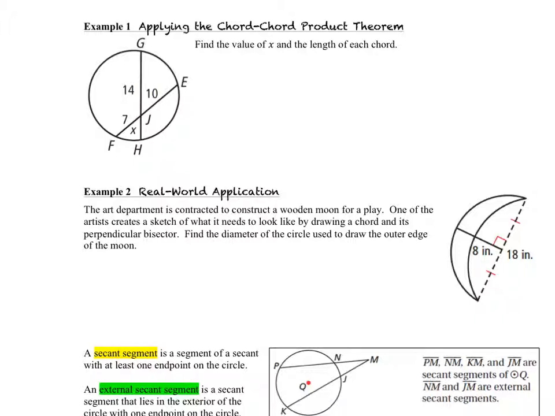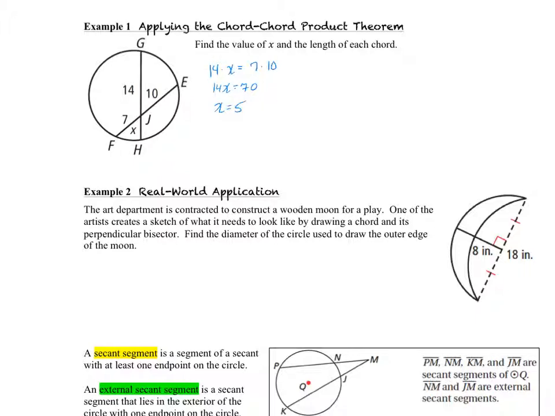So that means 14 times x is equal to 7 times 10. So we have 14x equals 70. So x is 5.